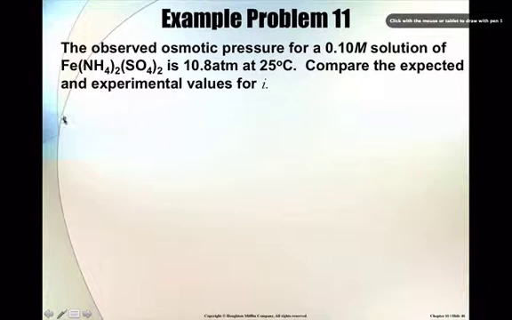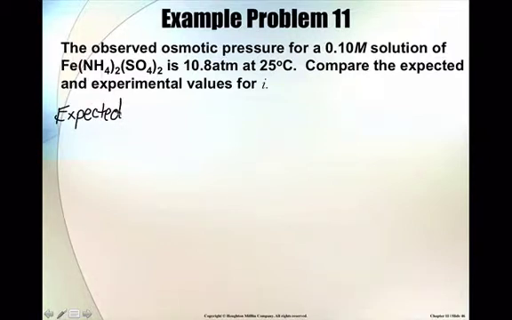So what we know for the expected is that we just predict how many particles this thing will break up into. There's 2 of these and 2 of those, plus the one. So the expected i should be a value of 5 because that has 5 different ions in it. We can calculate what we actually get though. So the experimental value is going to be something a little different. We're talking about osmotic pressure.